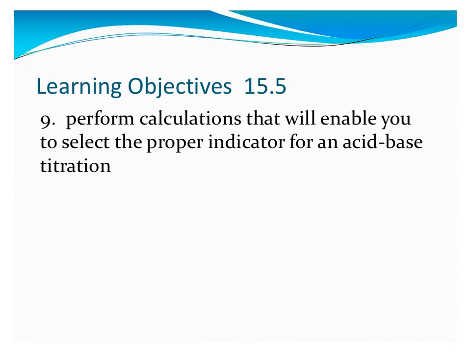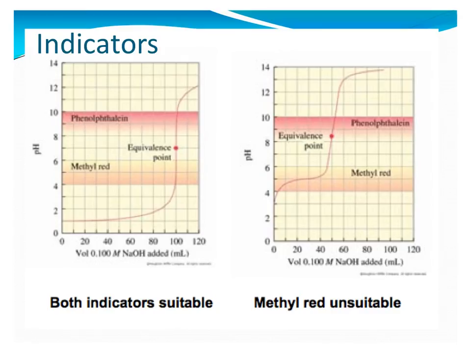Okay, to finish up chapter 15, we're going to take a look at indicators, which are substances that change colors in different pH solutions. Now, different indicators change pH at different regions, so it depends on what our solution is, but we're looking for color changes at equivalence points, which we now know are not always at 7. So here's a couple examples of some indicators.